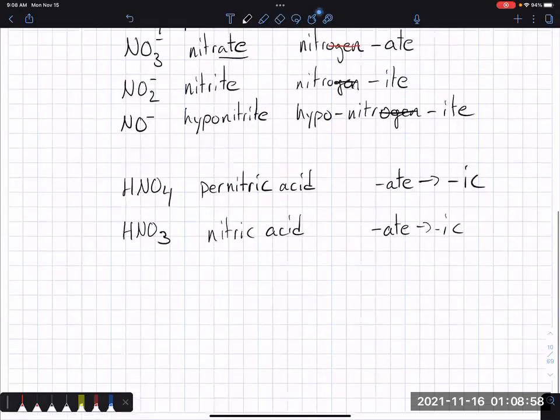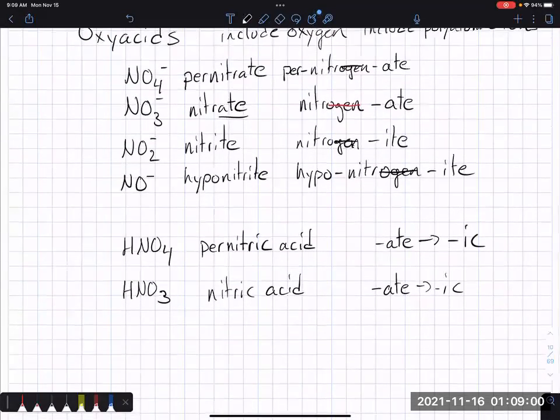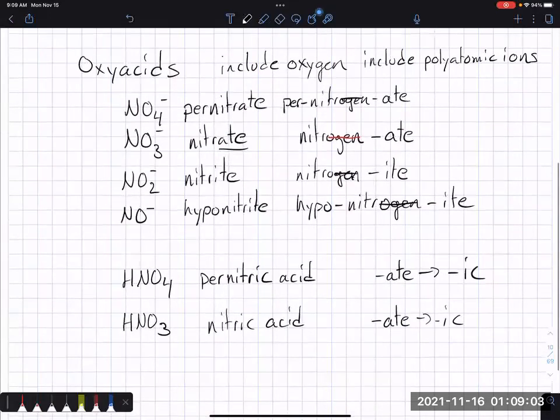I'm sorry, I have a question. Yeah. Okay, so up at the top where you did NO4, is the correct way we should write that per nitrate? Yes. And the other ones do not have per in front of it, correct? Correct. Per means you're adding one oxygen.